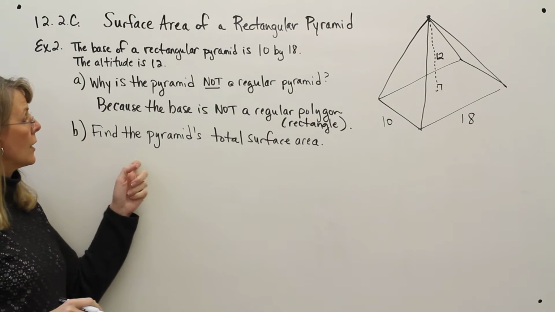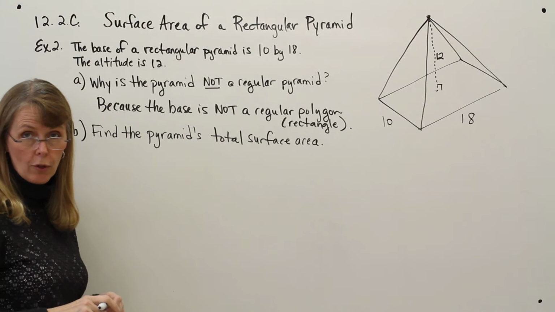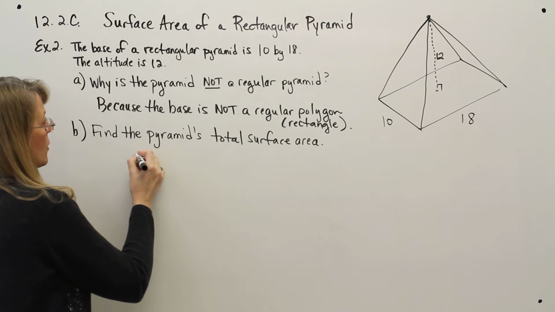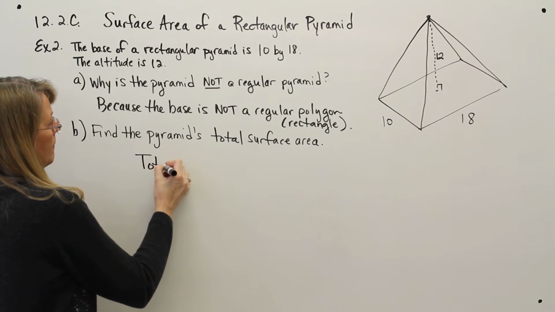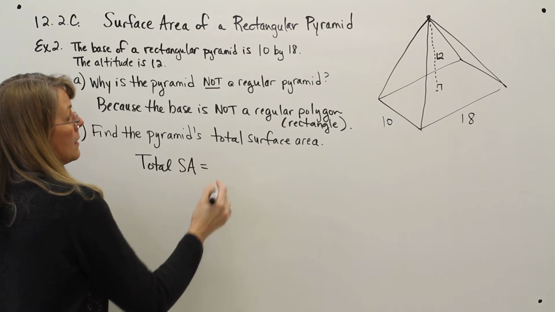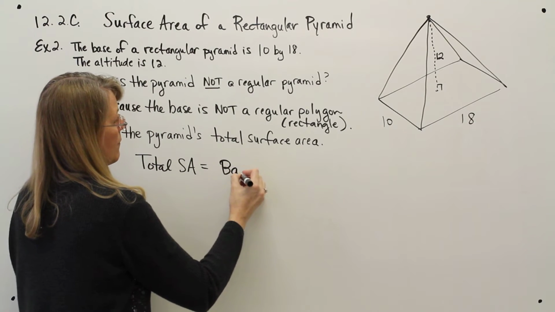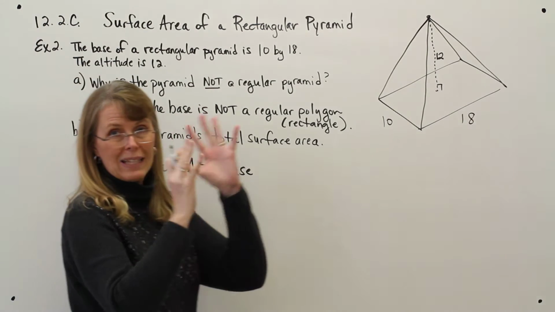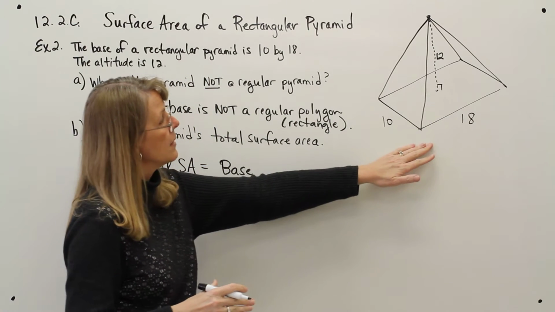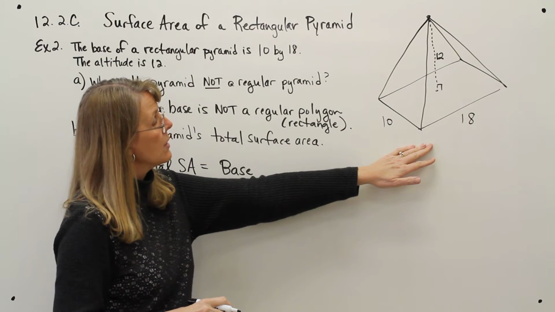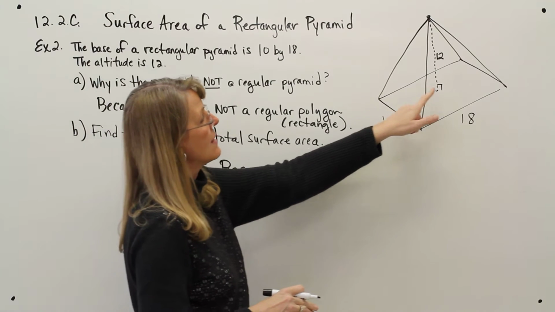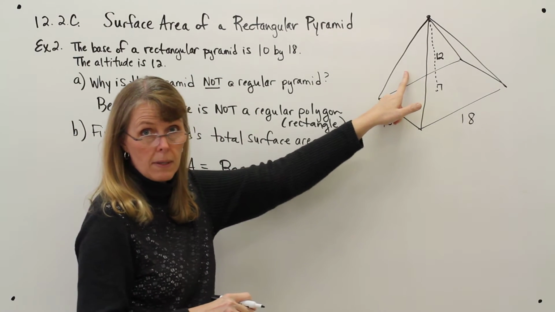Okay, the harder part here is to find the pyramid's total surface area. So total surface area, we need to cover the base, all right? So area of the base. And then we have the lateral surface area. Now this one's going to be a lot tougher because when I talk about triangles, I cannot say that these 4 triangles are going to be the same.